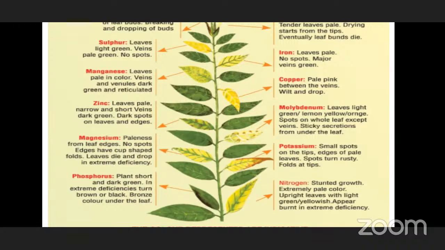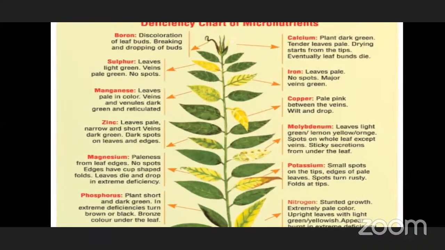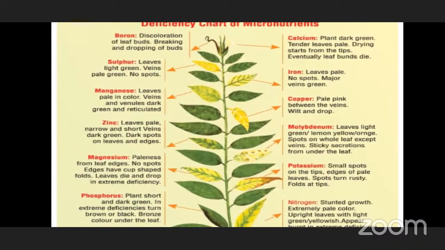And then copper: it shows pale pink between the veins. In molybdenum, on the whole leaf between veins it shows spots, whereas in copper it shows pale pink between the veins, with wilting and dropping. In zinc, leaves are pale, narrow and short. Veins are short in zinc, with dark spots on leaves and edges.